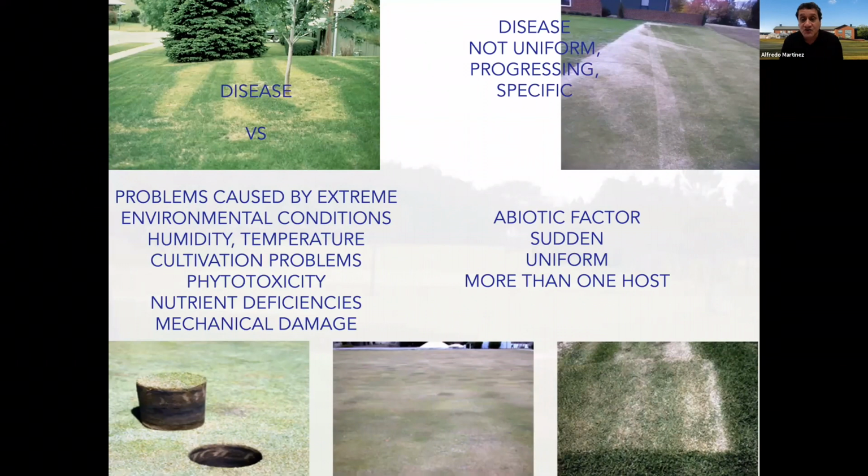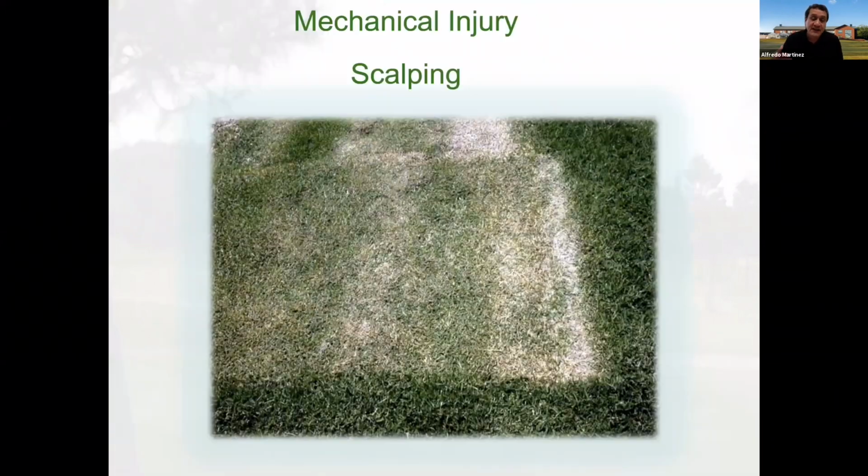Disease is not uniform, it's progressive, it's specific. It's only on Bermuda grass or only on one grass. Today I saw one patch, next it will be two, three, and it keeps growing, and usually it's a random pattern. So you really have to be there and be very observant of what happens.